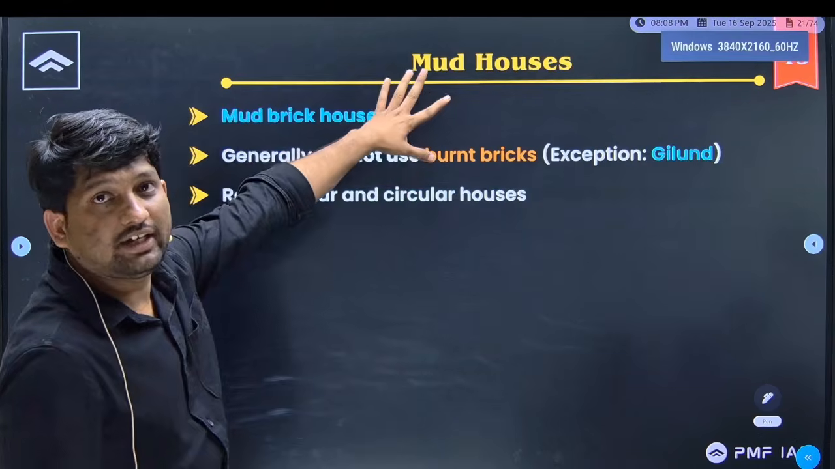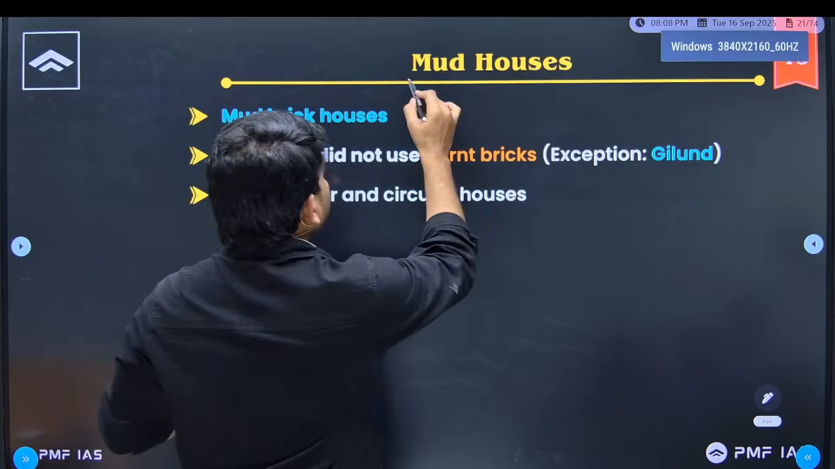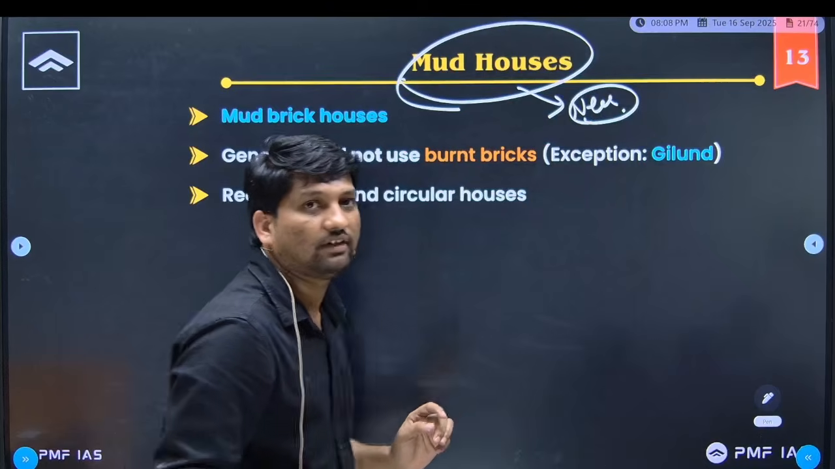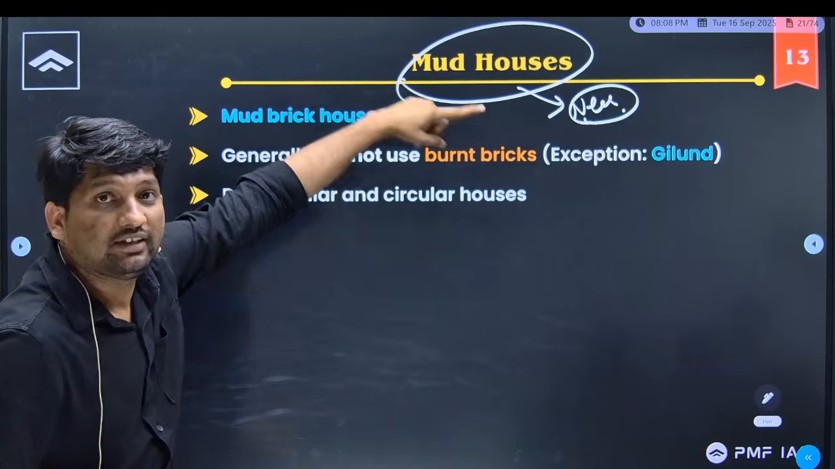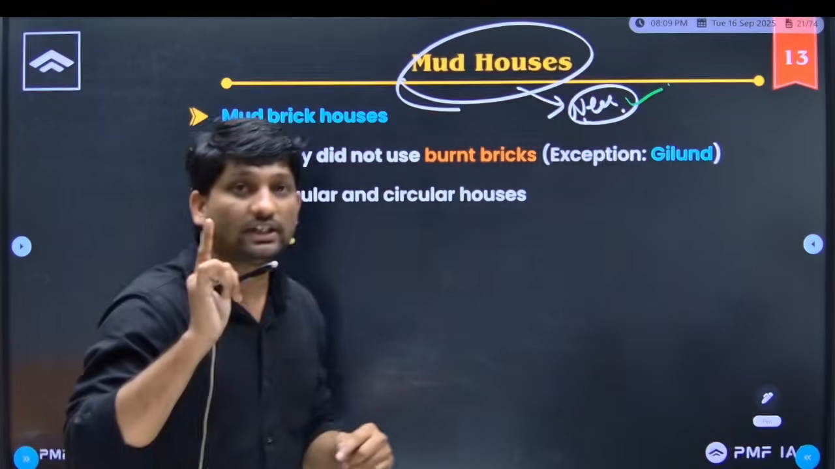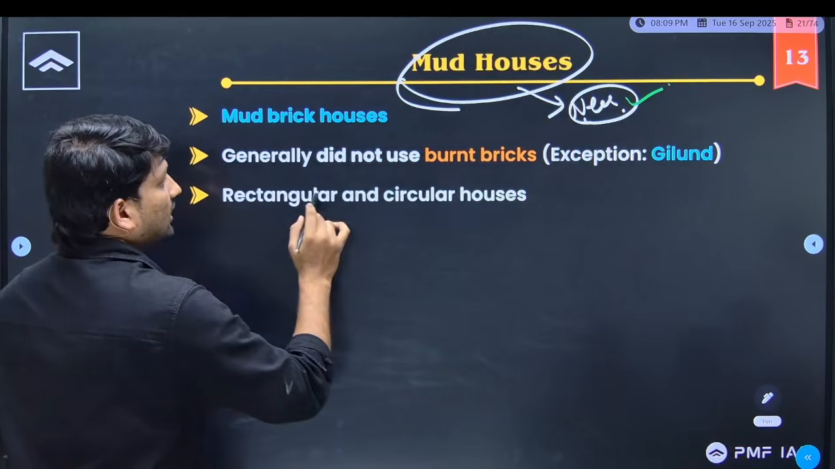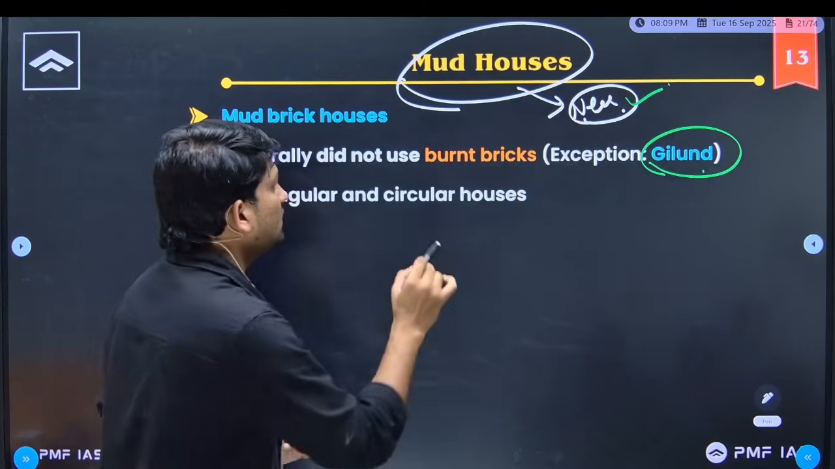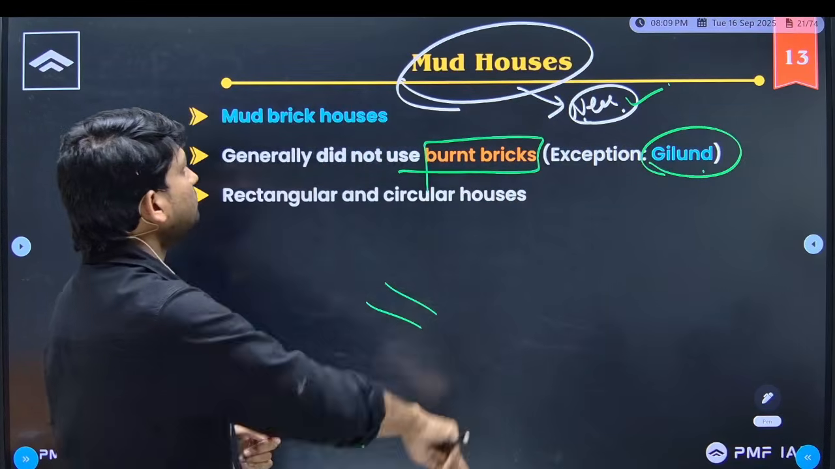Next, we have already discussed these mud houses. Basically, living in mud houses started during the Neolithic phase itself. But even during the next phase, the Chalcolithic culture, they continued to live in mud brick houses. An important site here is Gilund. The exception is Gilund, where they used burned bricks.